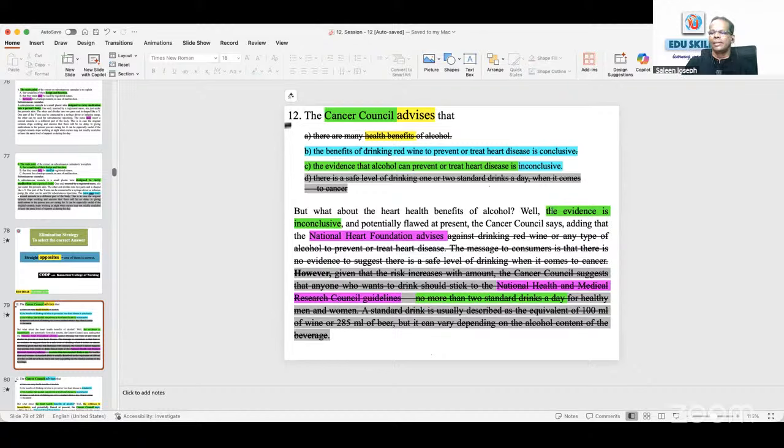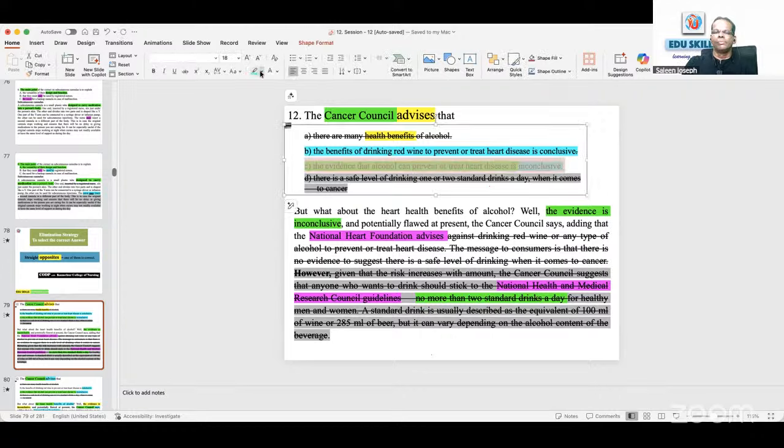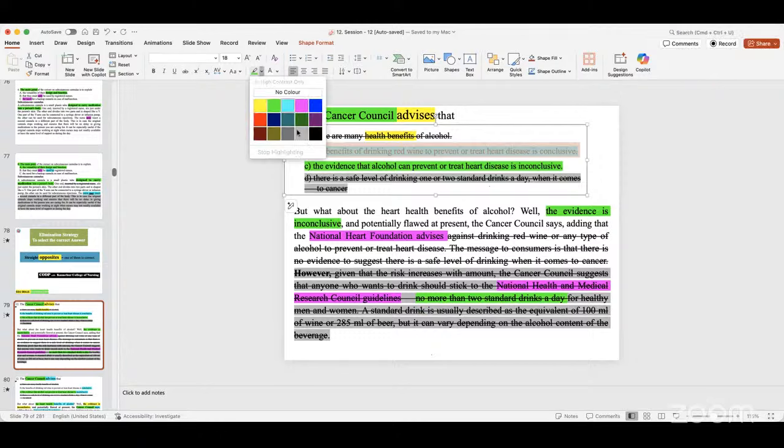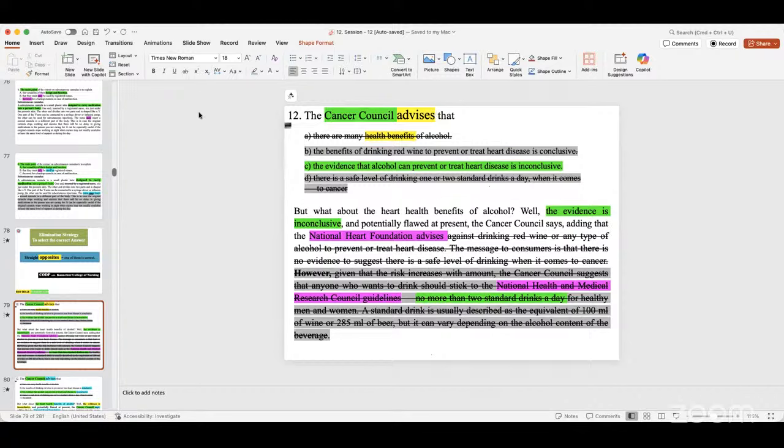Here it says the evidence is inconclusive. That is option C. Is that okay? Then this is eliminated, right? Well, option D confuses us.